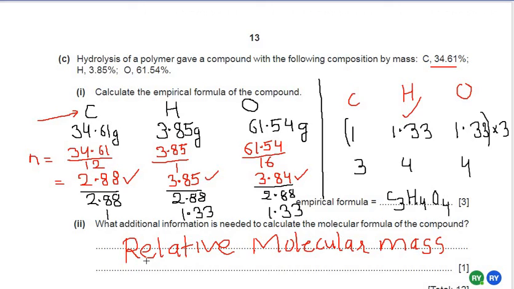And in the second part, if you want to find the molecular formula of the compound, what is required for that? What additional information do you require? In that case you need the molecular mass. So if in your paper they ask you to find the molecular formula, then I am 100% sure they will give you the molecular mass of that compound.